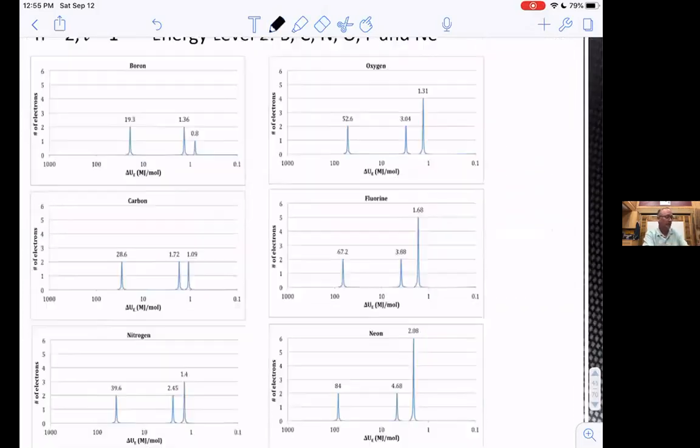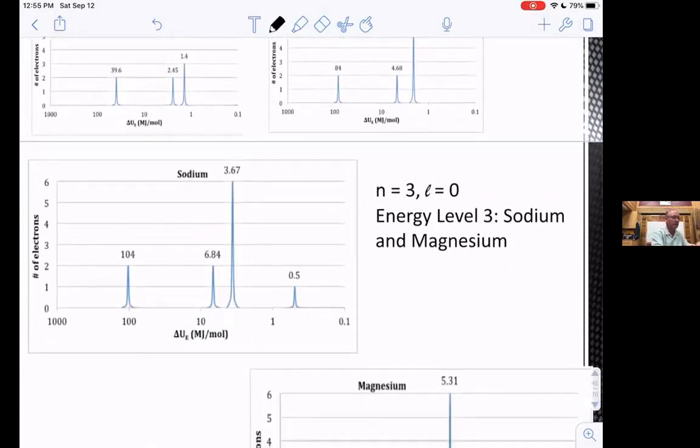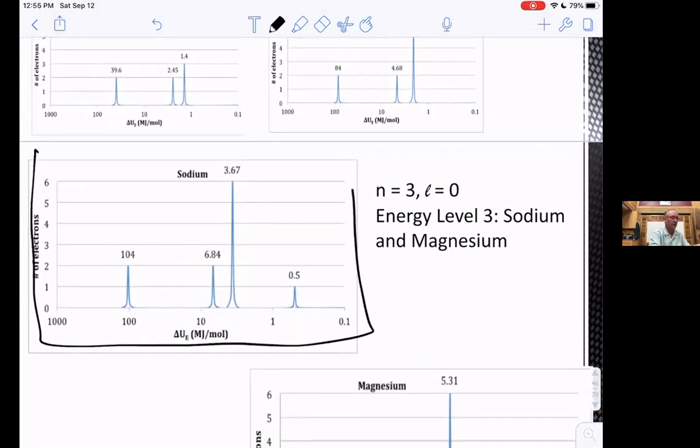Okay, so let's skip ahead, and we've got all of them listed here. Let's go look at sodium. I like sodium. So here's sodium. Again, look for the one with the highest values that are to be removed. That's going to be the electrons that are closest to the nucleus.